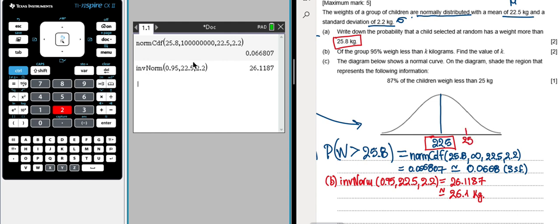You could use the standard deviation, which we know is plus 2.2, right? And then another plus 2.2 and so on. So that should be the region that goes all the way up to 25 kilograms. And then it says 87% of the children, 0.87 would be the area under the normal curve. That should be enough to represent that information.